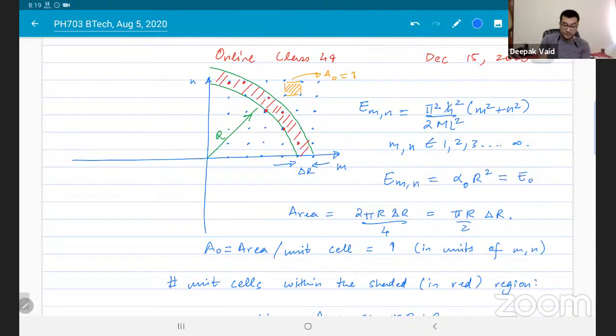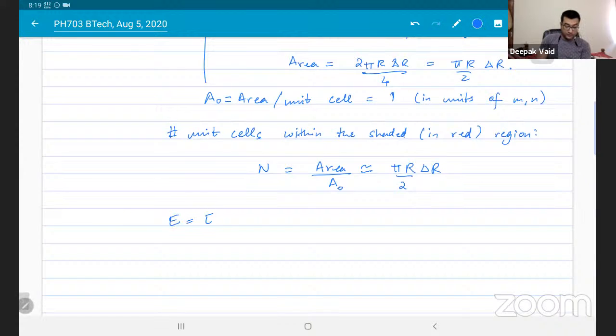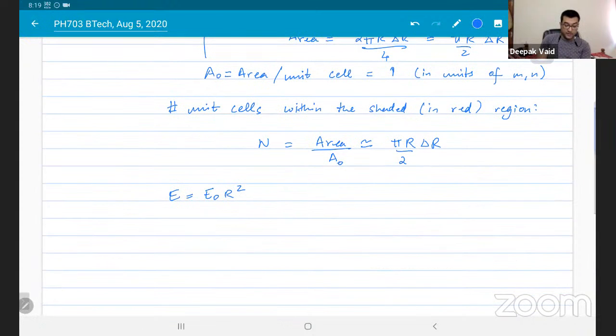So I can write this as E naught times R squared. So this R is dimensionless, right? It's m plus n, just numbers. And so the rest of this has dimensions of energy. So E is equal to E naught times R squared. So I can express this n in terms of E, right? So what is R? R is equal to the square root of E by E naught.